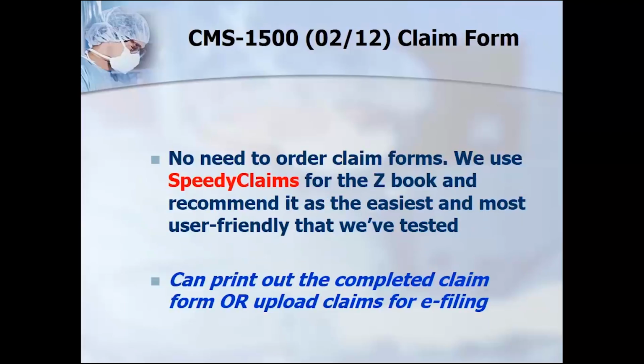As far as the claim form goes, there's no need to order claim forms. We use Speedy Claims for the Z-Book. All those claim examples that are in the book, we use Speedy Claims to complete the claim forms. I've tried 12, 13, 14 different software versions from different companies for claim form completion. I found this one is the easiest, it's the most user-friendly that has been tested by us. You can either print out the completed claim form or you can upload the claims for e-filing. Simple as that. So there's no need to order the claim forms.